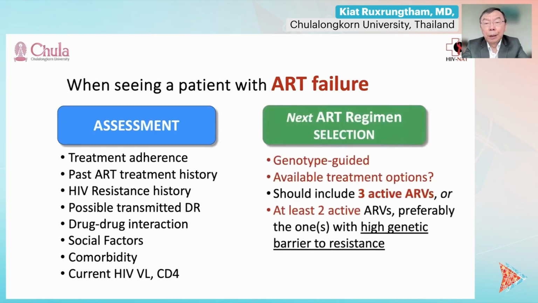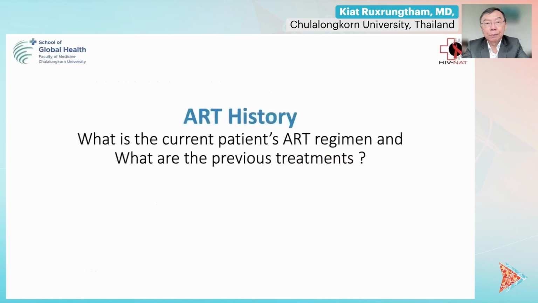Then we will select the next option based on genotypic guidance and see how many available treatment options we can offer to the patient. Ideally, we should include 3 active ARVs in the new regimen, or at least 2 active ARVs, preferably ones with a high genetic barrier to resistance.